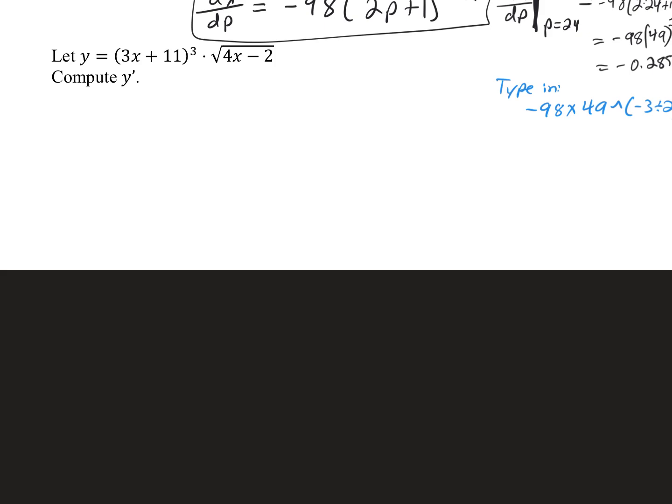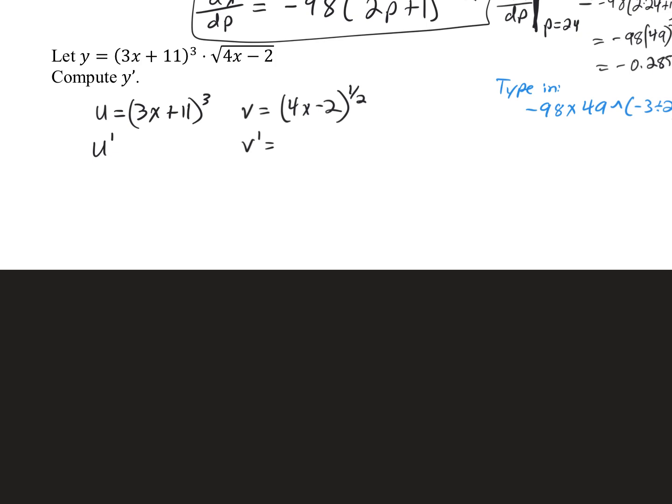I'm going to start structuring myself this way. u is equal to (3x + 11), all raised up to the third. And then v is equal to the square root of 4x - 2. But instead of writing the square root, I'm just going to convert the square root to be the exponent of 1/2, because I'll need to think about it that way when I go to compute its derivative.